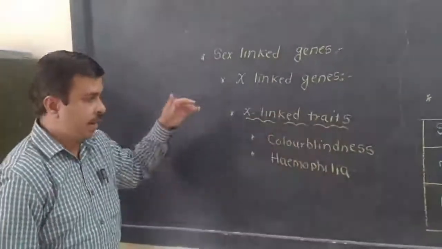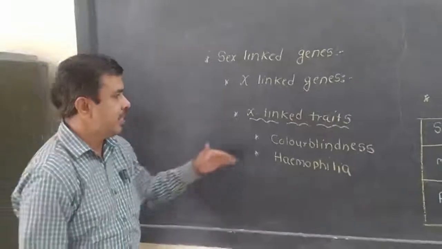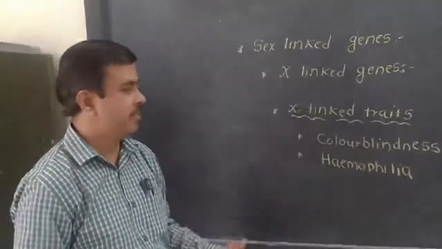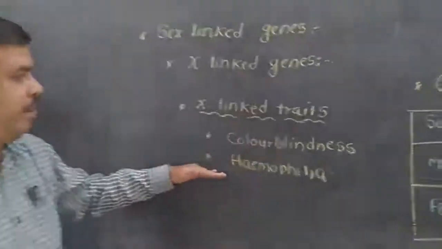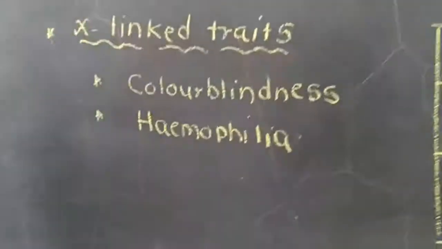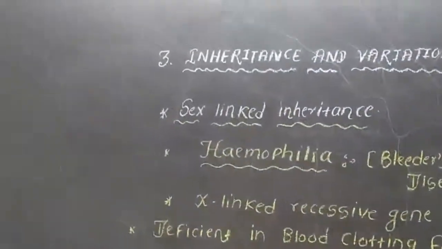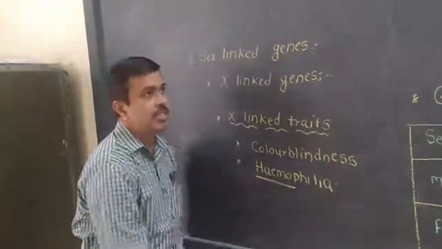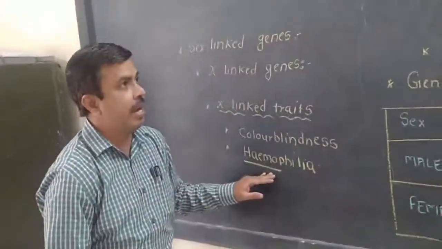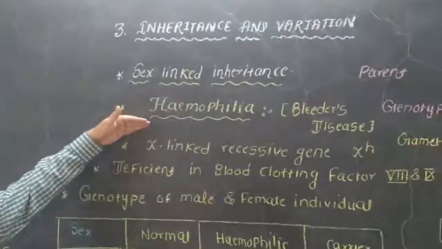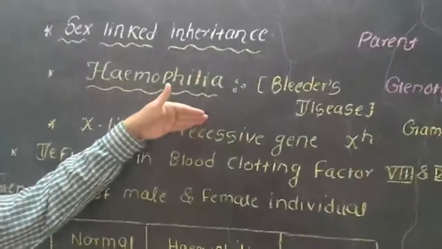For example, X-linked traits include color blindness, which was discussed in our last video, then hemophilia, which will be discussed today, then myopia and muscular dystrophy. These are examples of X-linked diseases or X-linked traits. Now today we discuss hemophilia. It is also known as the bleeder disease.